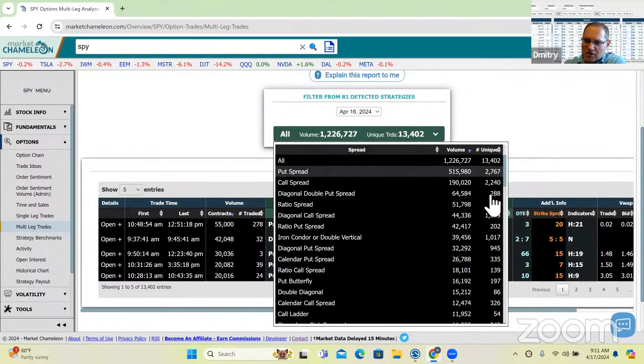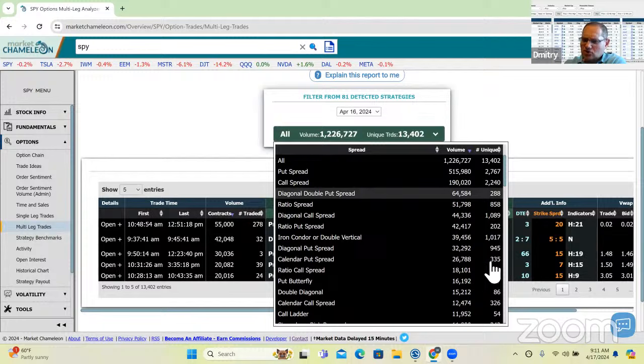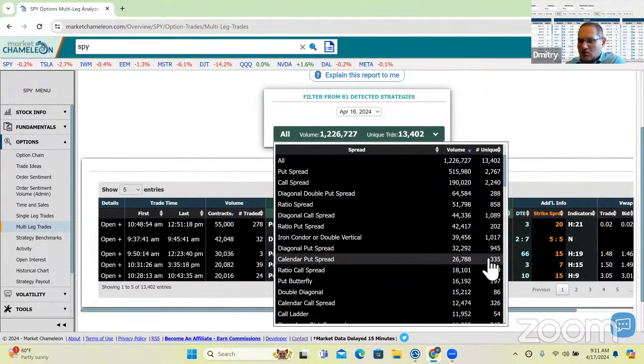You could see below that call spreads, diagonal. So this gives you an idea how people out there are using options in SPY, right? What were the most popular strategies? How many options traded were involved in that particular strategy? How many different types of unique combinations? So this gives you a really quick summary of what's going on in the multi-leg trades.